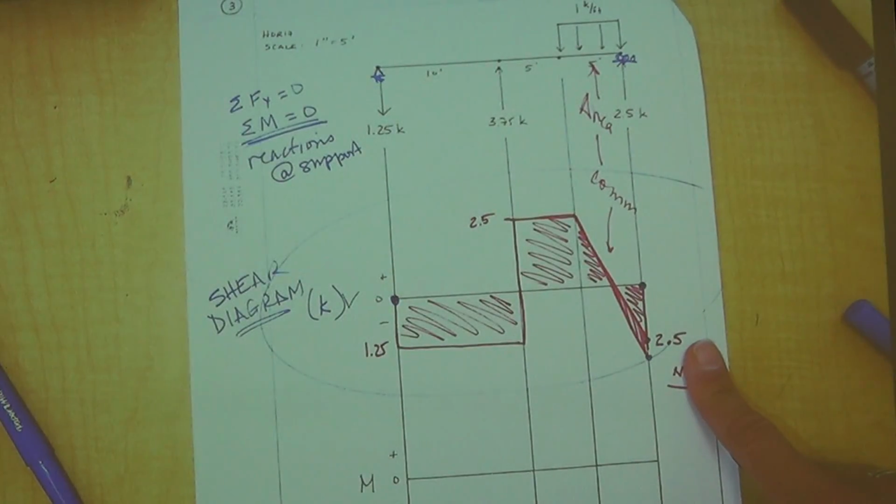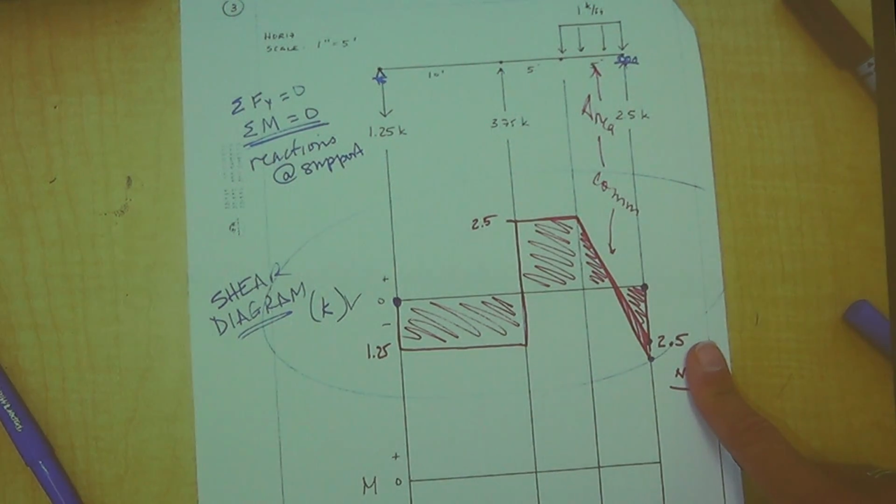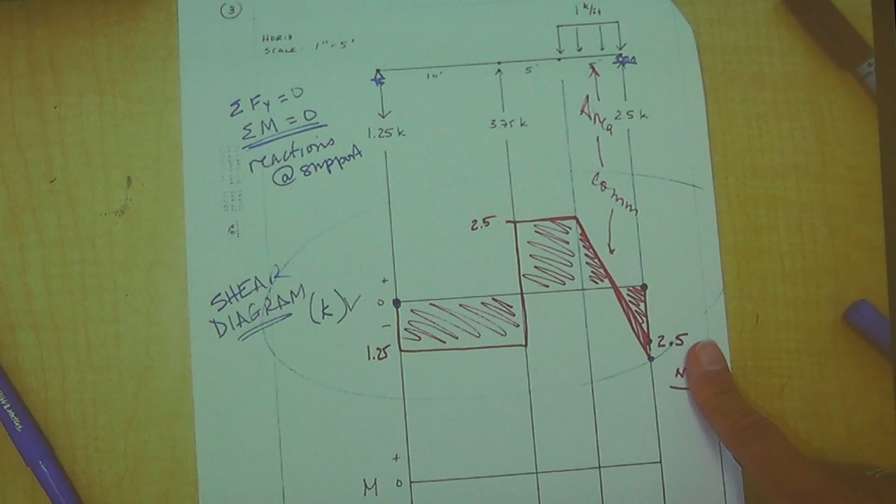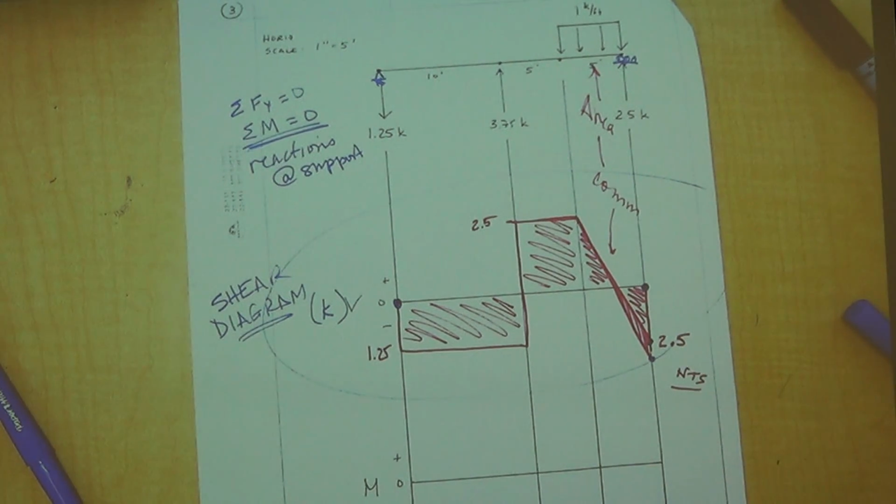Daniel, if we had a triangular distributed load, would it be curved? Then it would be curved. Great! It would be a parabola, either down or up.